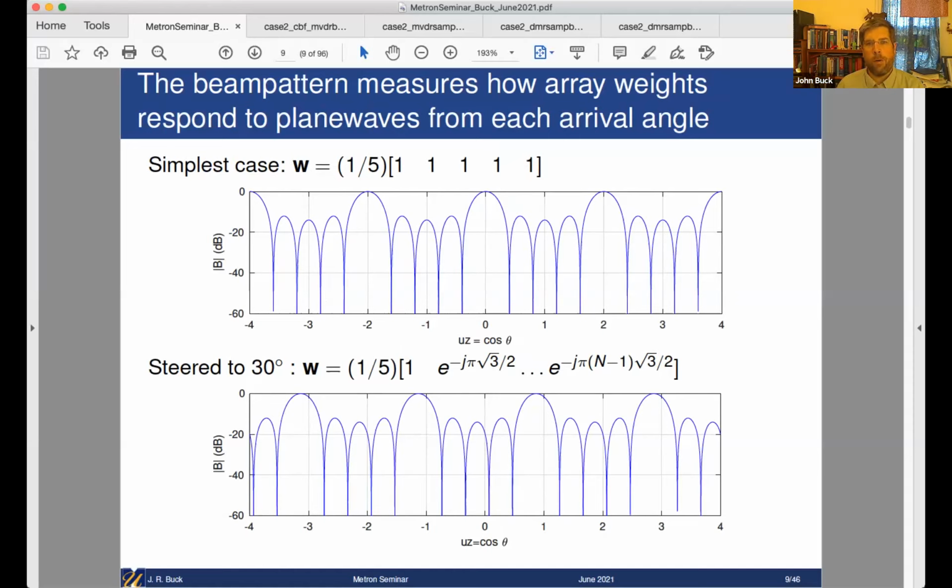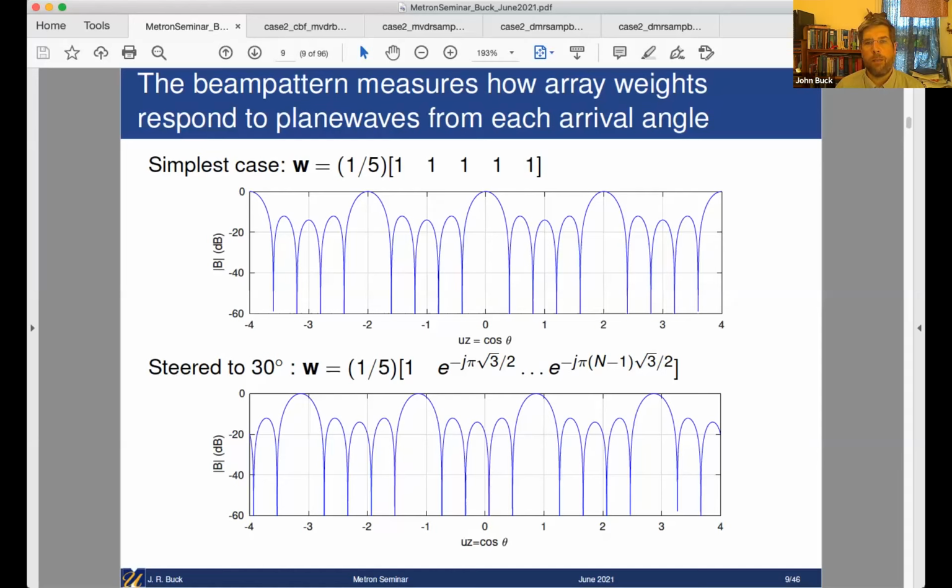A beam pattern is answering a similar question. It's saying, for this beamformer, what gain will I apply to each angle of arrival? So on the x-axis here, I have the cosine of the arrival angle. So this is cos theta equals 0 at 90 degrees. And so it's saying if my array weights look like this and I compute the beam pattern, I'll have a gain of 0 dB. That is, in linear terms, a gain of 1.